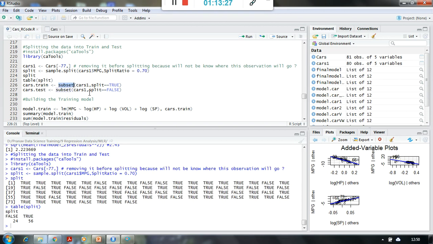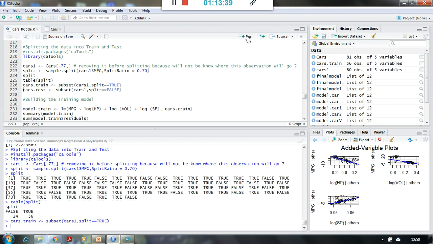Okay. Now once I have done that, I can use the subset function on cars1, and I am saying wherever the split matches the true value, it should belong to my cars train data set.